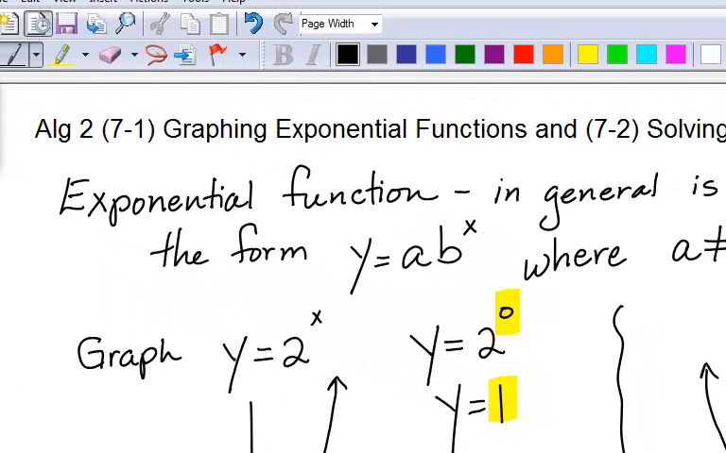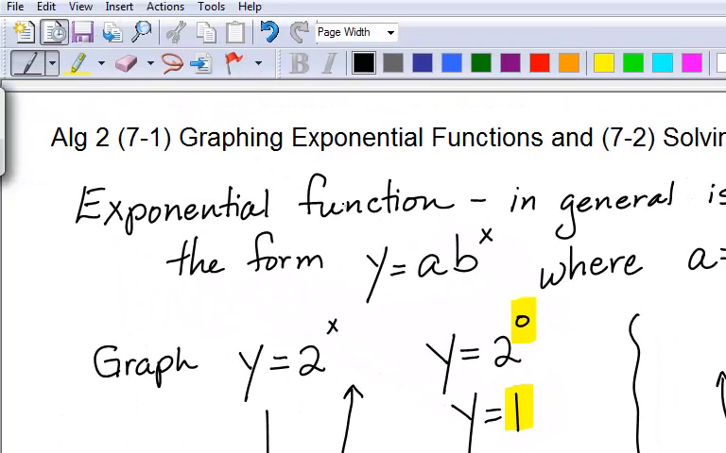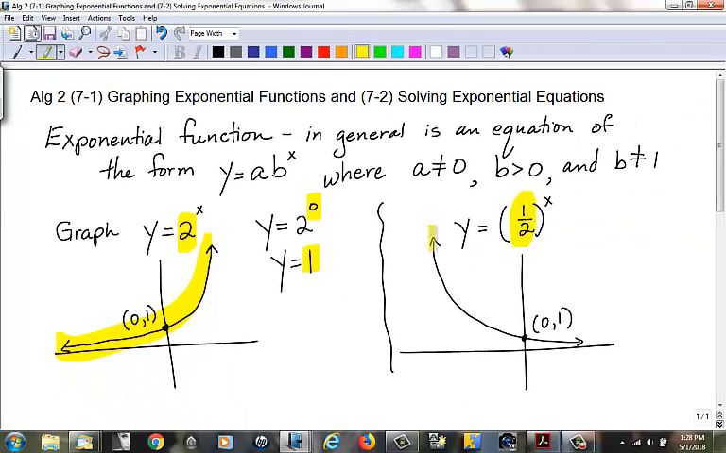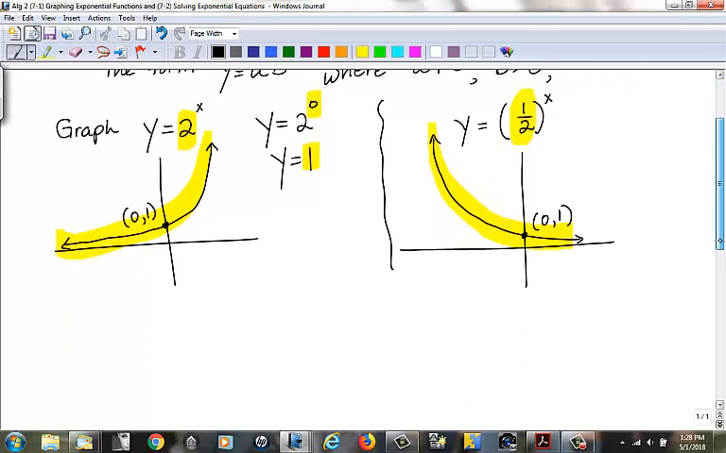So if this base is a number larger than 1, you're going to have a graph that looks like this, and it goes up exponentially, goes up rapidly. And this one, if it's a fraction, it's going to go down.